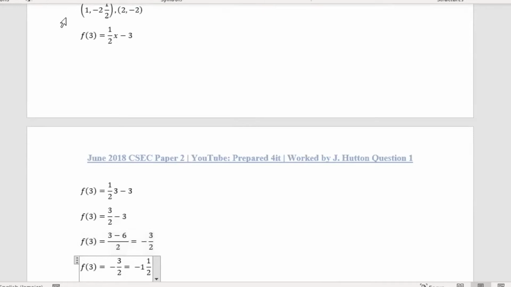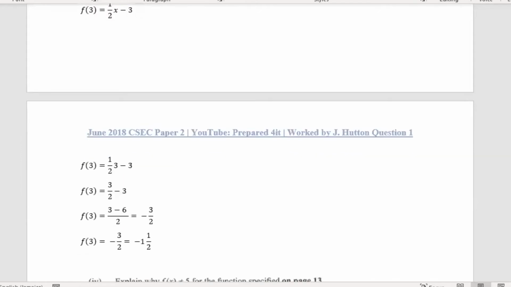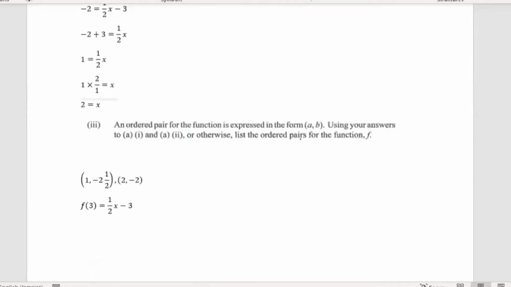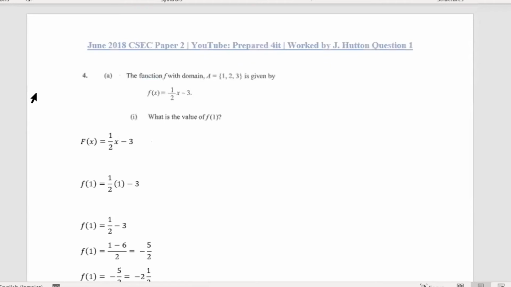we'll get negative 1.5. So now going back to our ordered pairs, when x was 1, our y value was negative 2.5. That was our first ordered pair. For ordered pair number 2, when x was 2, y was negative 2. And for the third one, when x is 3, y is negative 1.5. This is our 3 ordered pairs. For those who are wondering, at the start of the question, it stated the domain values. Our domain values are our x values. The domain values are 1, 2, and 3, and it is given by using this formula.